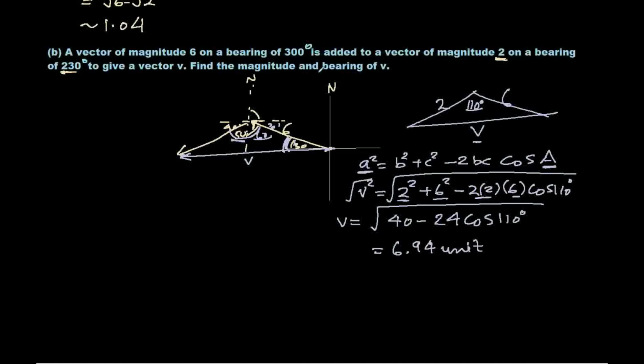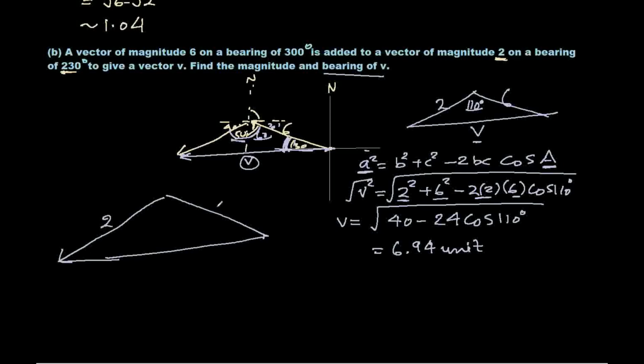Alright, they also want the bearing of V. Here this V looks like to be on the same line as this horizontal line. No, it is not. It is something like this. Let me magnify this. Okay, this looks better. This is 2, this is 6, and the horizontal line is somewhere like this. So let's find this angle first, and let's see if it is more than 30 or less than 30, then we will decide. So how to find this angle?